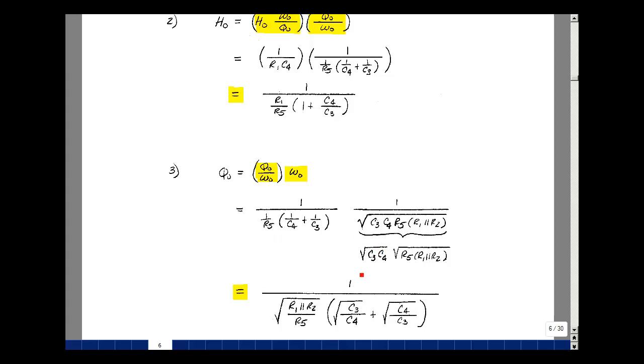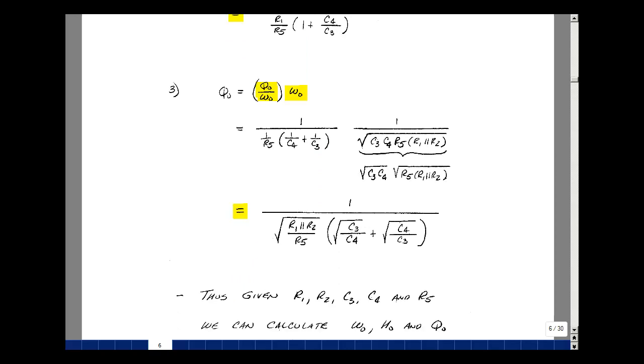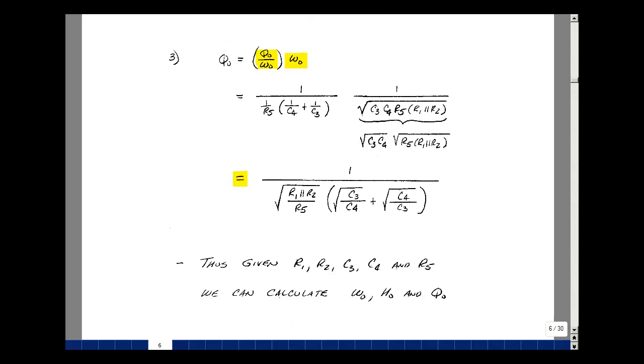Let me rewrite this as the square root of C3, C4 times the square root of R5 times R1 in parallel with R2. Let's multiply this term over here. You can write this as the square root of R5 squared. That's going to cancel this numerator R5, and we're left with just an R5 in the denominator, times R1 in parallel with R2. Then this term multiplied here, if you think of this as the square root of C4 squared, would cancel one of the C4s, and I get the square root of C3 over C4. And likewise over here, if you think of this as the square root of C3 squared, I would then get C4 over C3.